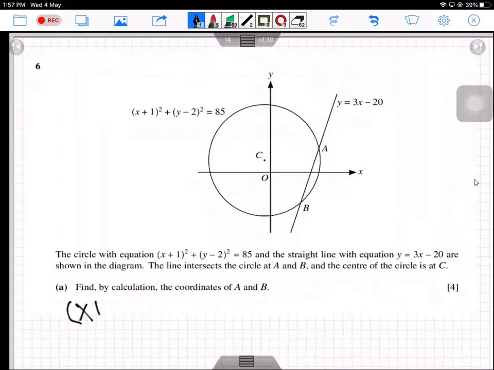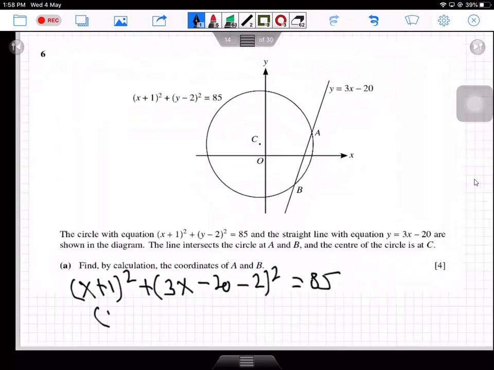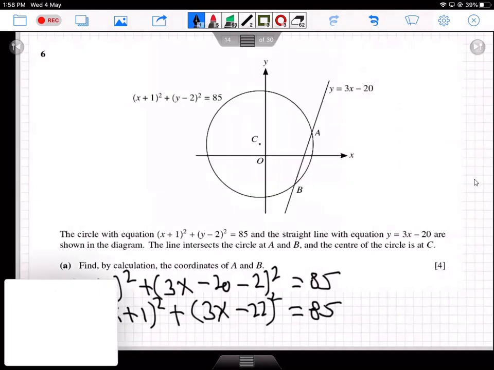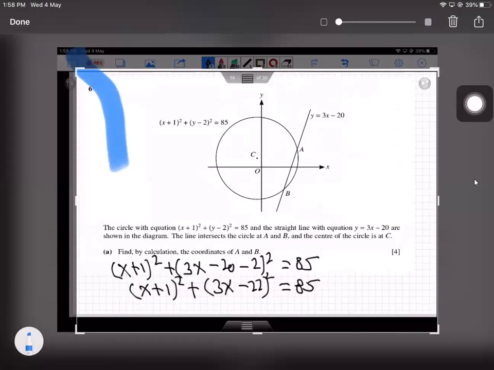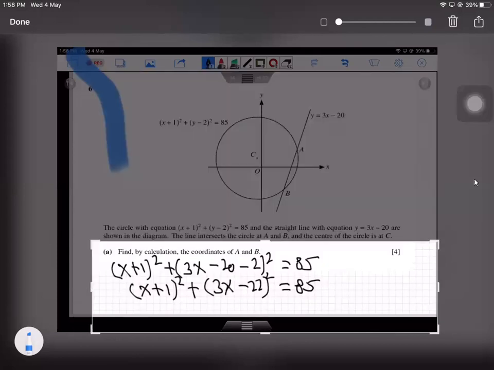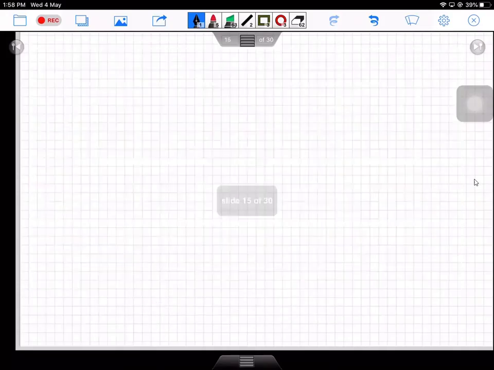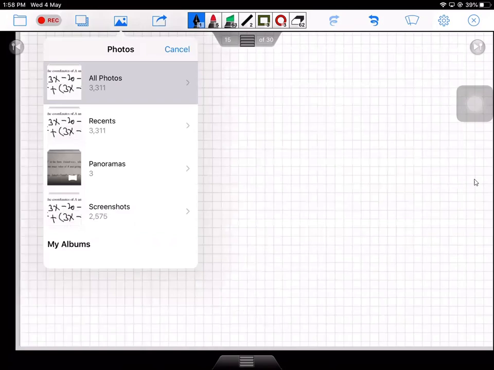So (x + 1)² + (3x − 20 − 2)² = 85. So (x + 1)² + (3x − 22)² = 85. And now you know what you need to do further. You just need to expand, simplify, arrange, and then you will get a quadratic equation in terms of x, and then you will be able to find the x coordinates of A and B, and then find the corresponding y coordinates as well.